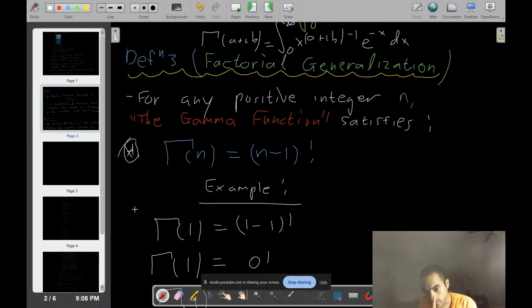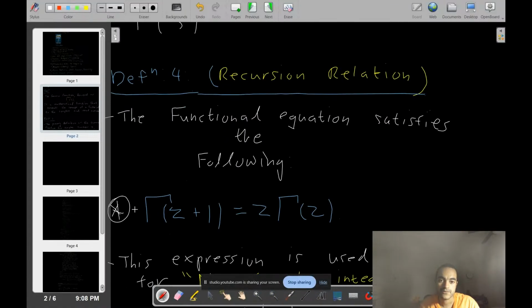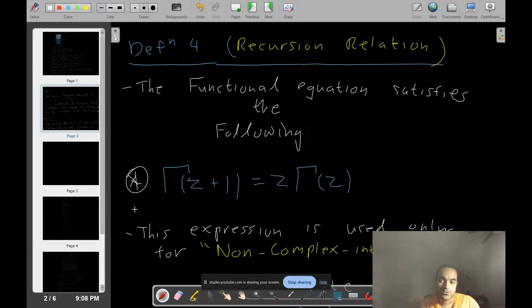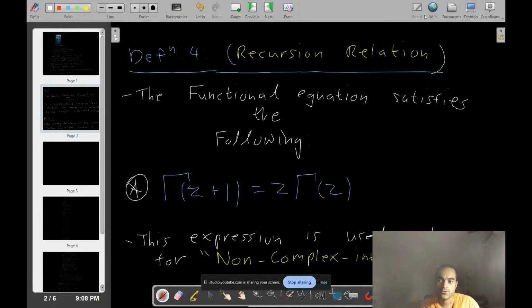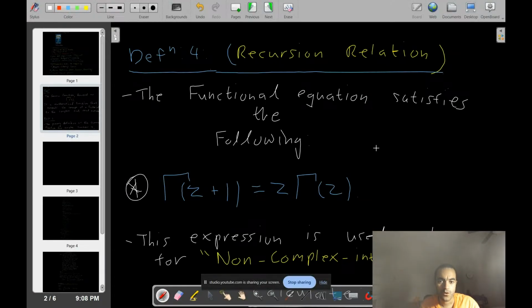Now note, I always need to clarify this because quite often people ask, what if you have a fractional value or a rational number? Does this definition formula work? No, it doesn't. It only works for positive integer values, not for rational numbers. There are other expressions that take care of other cases for the gamma function. All right, so let's look at definition 4 if there's no question. All right, definition 4.